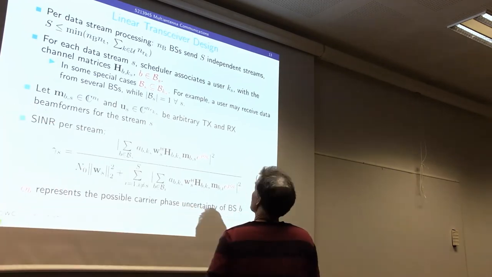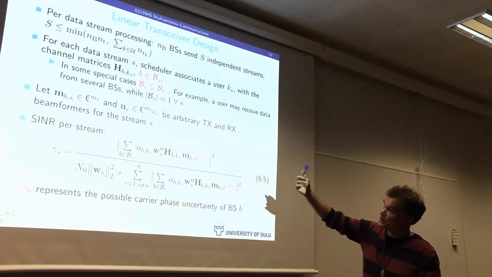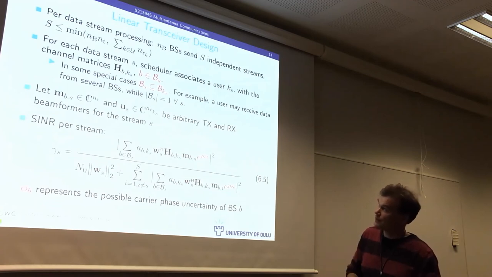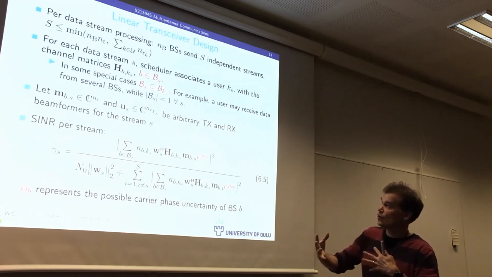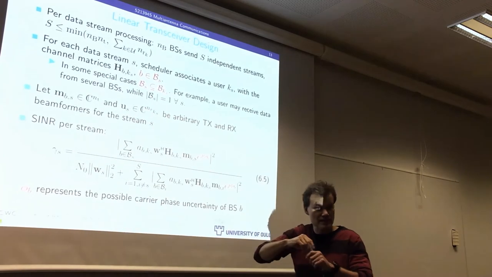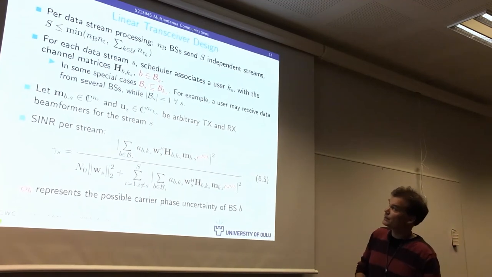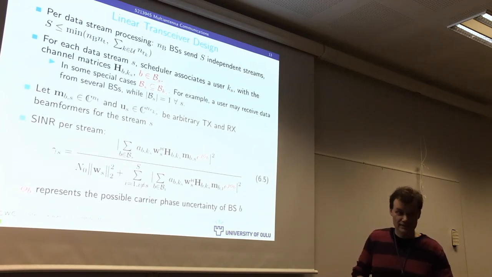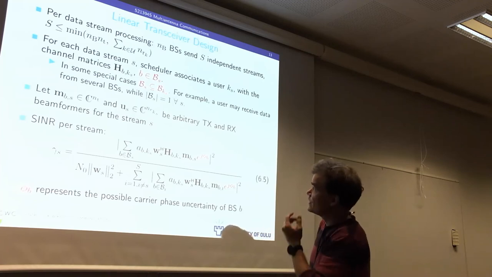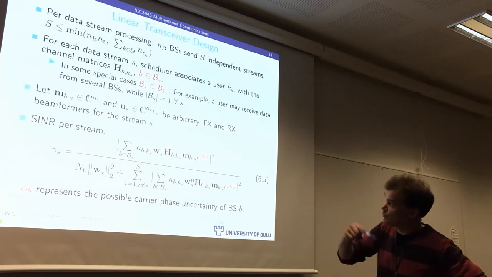Okay, just to make this more generic. So this S is an absolute upper bound, but of course, how many streams we can allocate is now unknown for these other combinations, when the size of the serving set for a given stream is something less than the total number of base stations, right? And it gets much more complicated and it's difficult to analyze actually. It's a kind of a mix of joint transmission with overlapping serving sets.